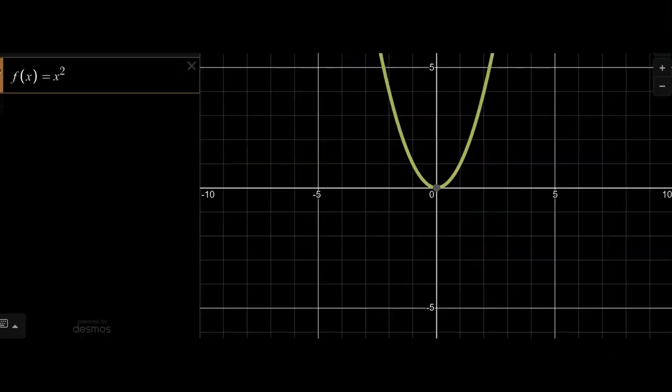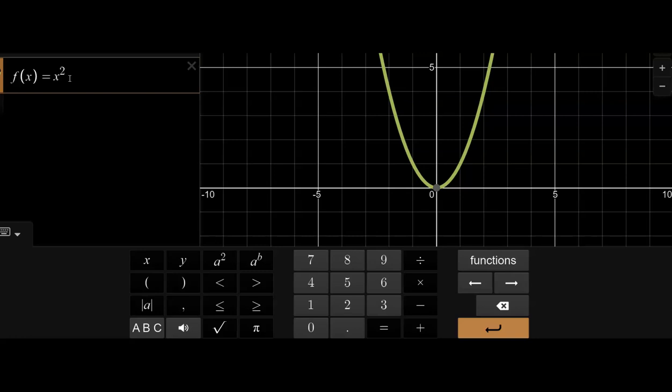All right, here we are in Desmos. This is x squared. Now, earlier we saw that adding a number to the outside of the absolute value would move the V up so many units. Well, what happens if we add, say, 3 to this x squared, on the outside of the x squared?